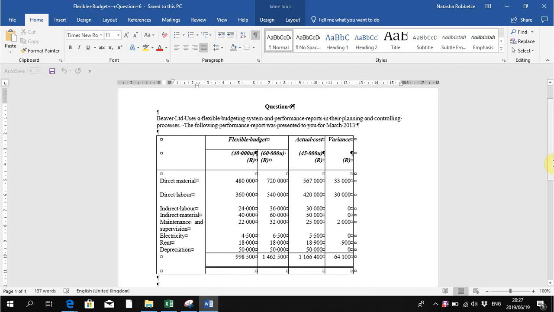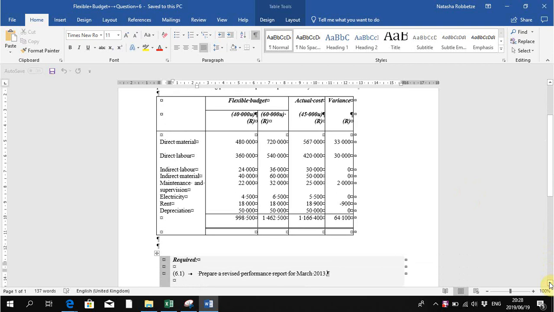This question is called question 6 and it says that Beaver Limited uses flexible budgeting systems and performance reporting in the planning and controlling processes, and the following information is provided to you for March 2013. In this question, you were given two different levels of budgeting, an actual cost, and then a variance that they randomly calculated. The required part says that you need to prepare a revised performance report.